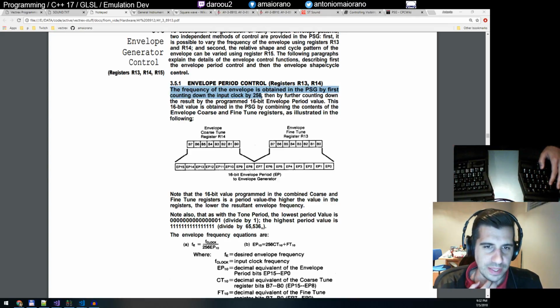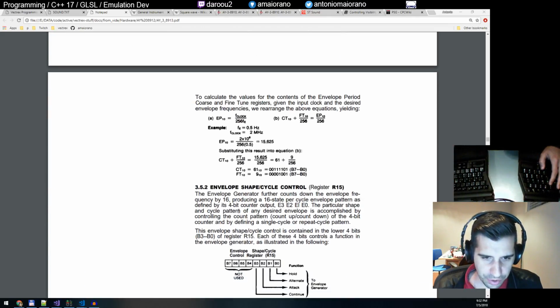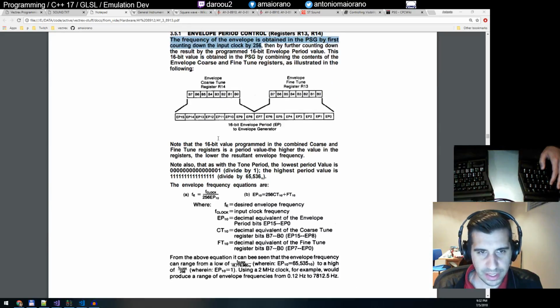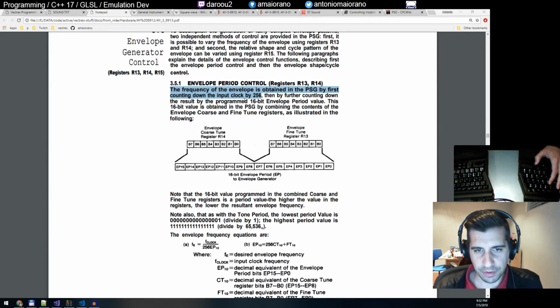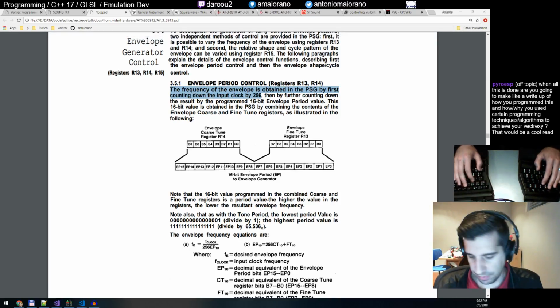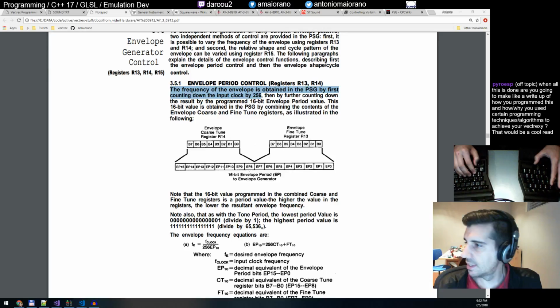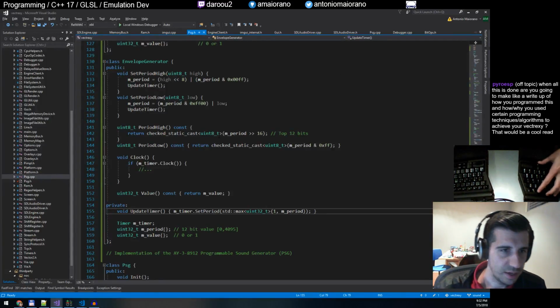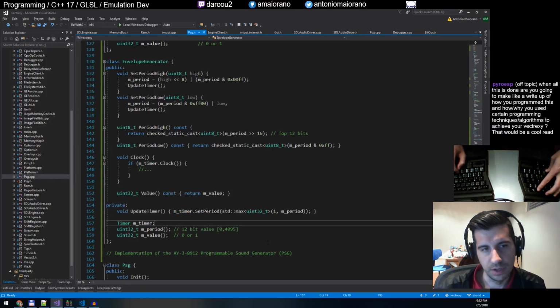So I think that's what explains the further counting down by 16, because every 16 of the top level divider, then in the envelope there's another divider that waits 16 more, right? Does that make sense? So then 16 times 16 is 256. So that would make sense. That would mean, if I understand correctly, that we need like 2 different timers in here.